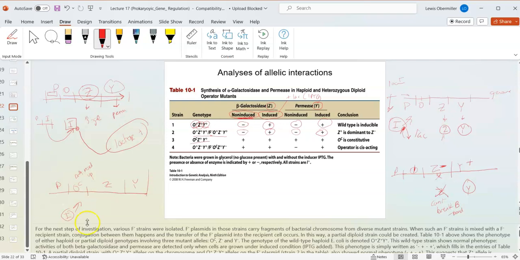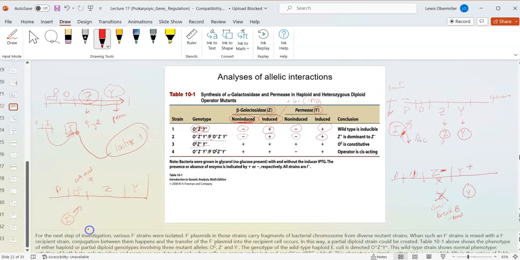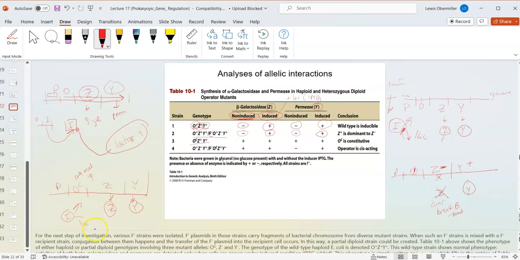Okay, so there's notes down here if you guys want to read. So if we have I, it cannot bind to C. It can't block the thing, so we're going to get the mRNA and the protein made. So we're going to get Z and Y even if lactose is absent. So we should get a plus non-induced, plus non-induced for both Z and Y because they're both normal.